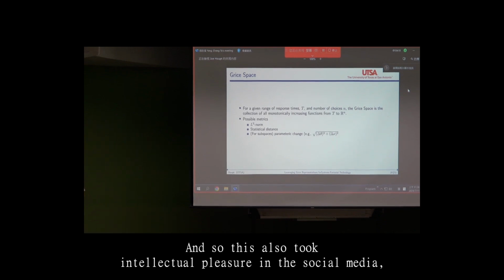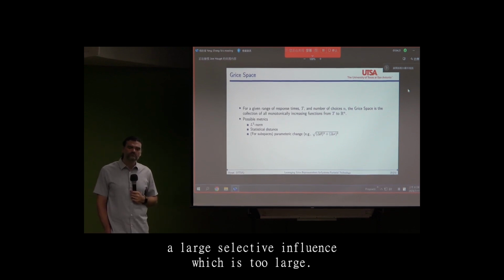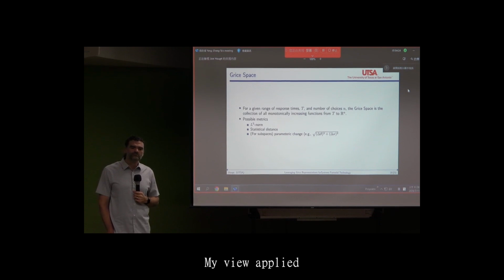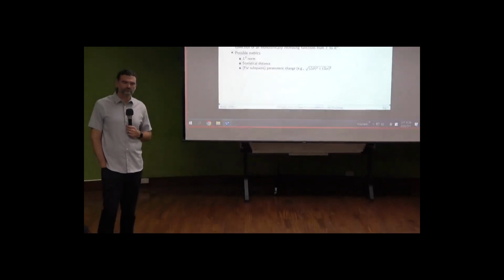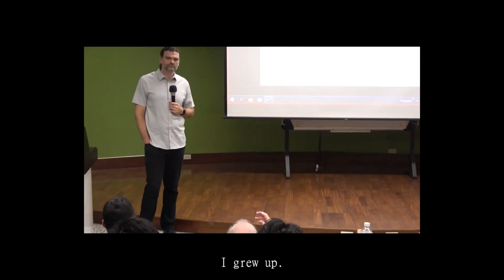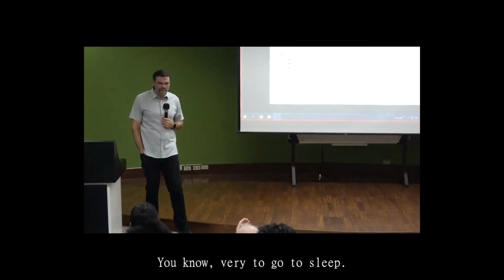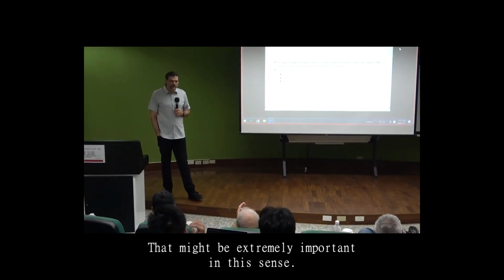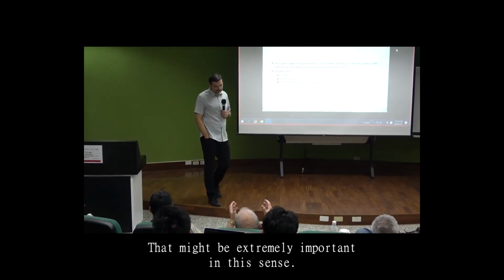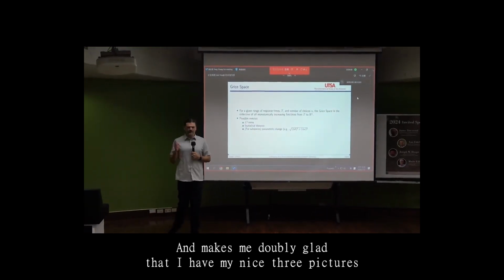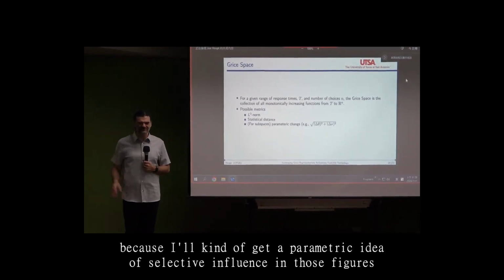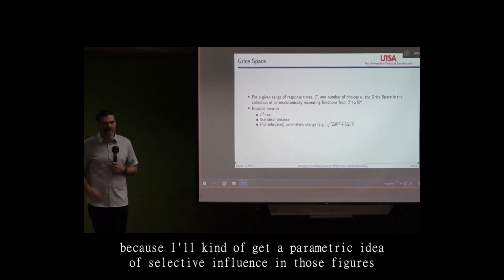Joe? Yeah. So will this also take into account something dear to our hearts, selective influence, in the sense that two models might occupy very similar predicted space, but one has almost all the weight on the drift parameter, for example, and another has almost all the weight on the bounds, the decision bounds, and that might be extremely important in the distance in some sense. Absolutely. Yes, and it makes me doubly glad that I have my nice 3D pictures, because I'll get at the parametric idea of selective influence in those figures.